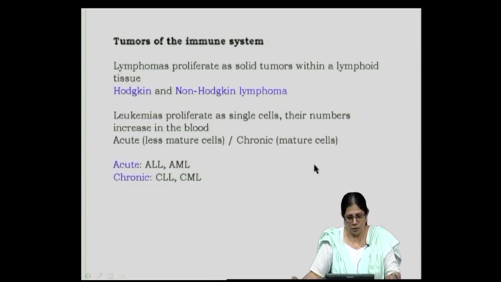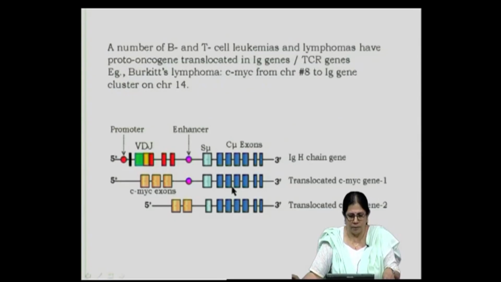Leukemias could be acute or chronic. Acute are cells which are less mature in the development of T and B cells, and chronic would be mature cells. If you are talking about B cells, those would be the ones which already have IgM and IgD on the cell surface. Acute would be a step before, the pro or pre B cell stage. So, acute leukemias are known as acute lymphocytic leukemia or acute myeloid leukemia, depending on which lineage. Chronic would be chronic lymphocytic leukemia or chronic myeloid leukemia.